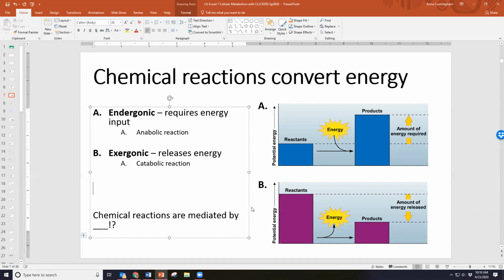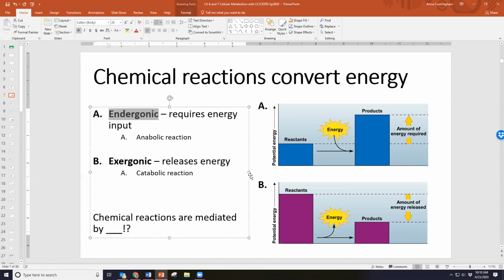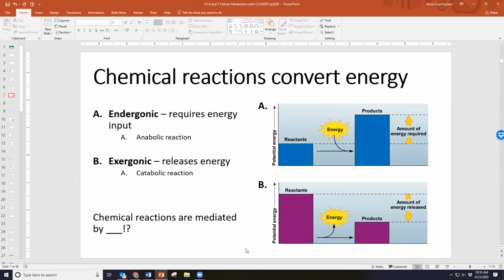All right, so our endergonic reactions are those requiring energy input. We have to put energy into the reaction. You can think about it as contributing energy to building a bond, and if we're building bonds, we're building molecules, so that's an anabolic reaction. On the flip side, we can have an exergonic reaction. Those are those that release energy. If we're releasing energy, that means it was originally stored. So chemical bonds breaking, that's a catabolic reaction.